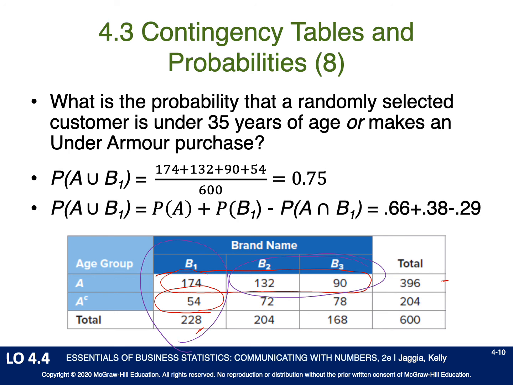Now again, the other way that we learned in an earlier video is it's the probability of A plus the probability of B1 minus that intersection of A and B. So we'd already calculated the probability of A to be 66%. We had calculated the probability of B to be 38%, and we had calculated the intersection to be 29%. So when we add and subtract that out, we still get 75%.